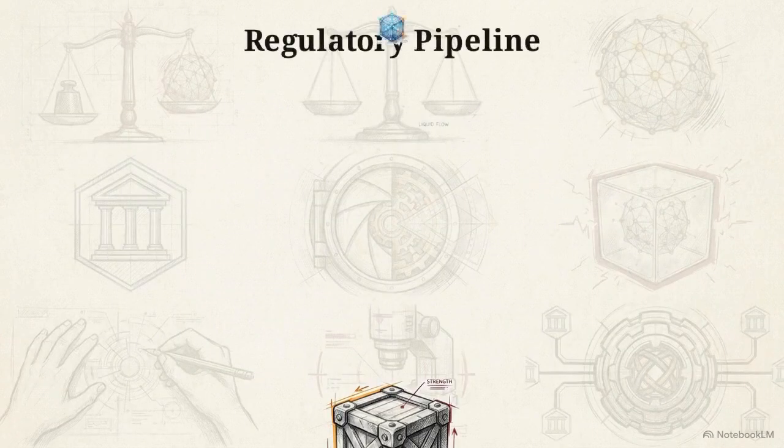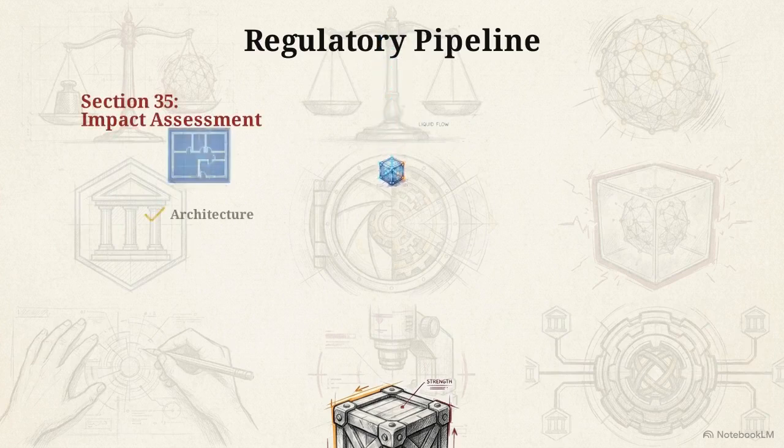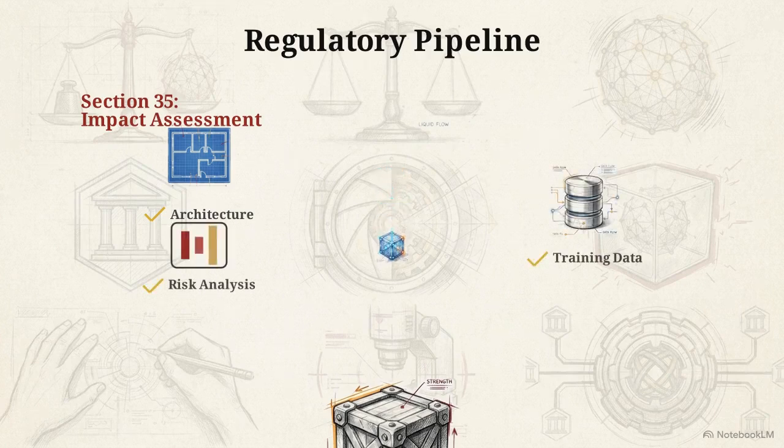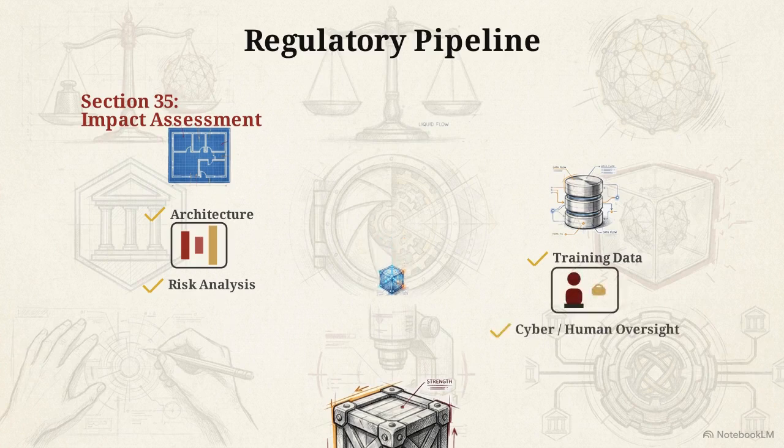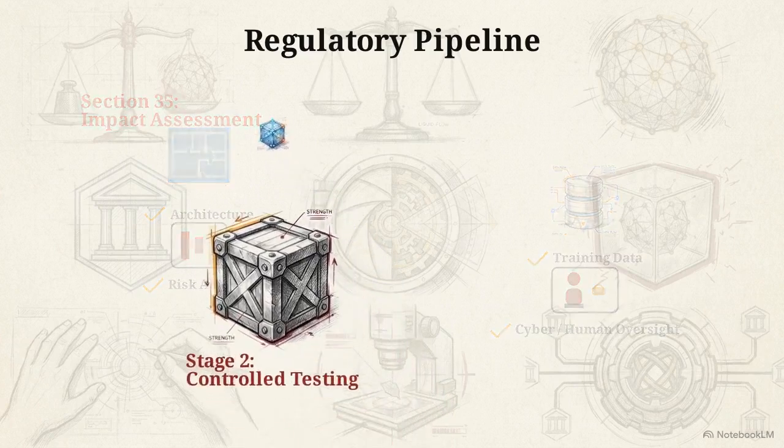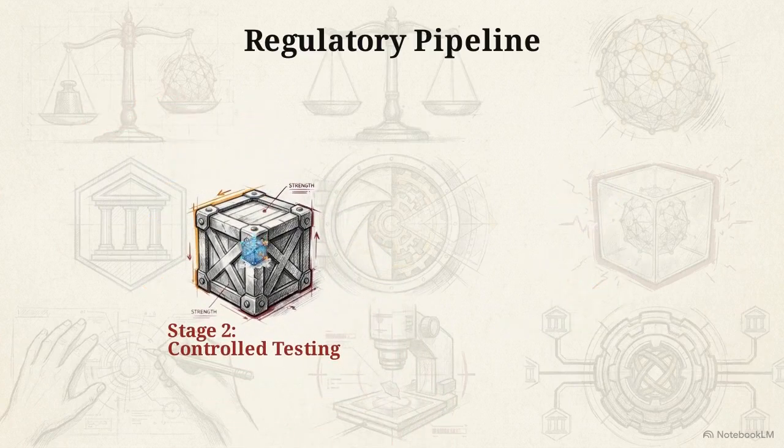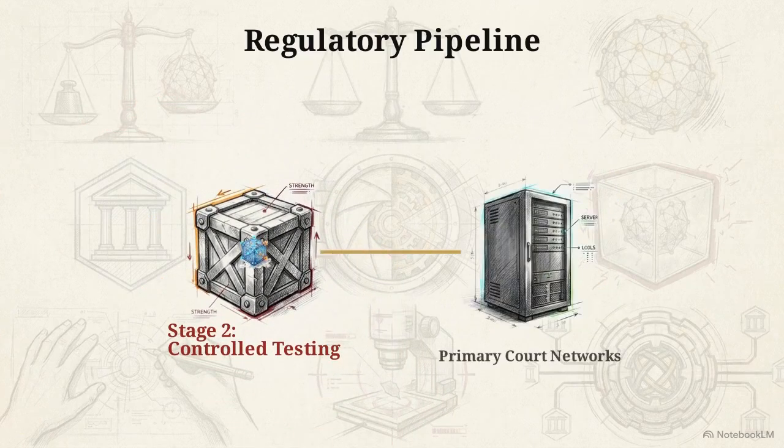The first regulatory phase is a two-stage pre-deployment funnel. Before processing court data, AI tools face Section 35's Technical and Ethical Impact Assessment. Evaluators must verify the architecture, training data sources, and quantify risks of bias, error, and hallucination. The assessment concludes by mapping cybersecurity vulnerabilities and enforcing human-in-the-loop rules.